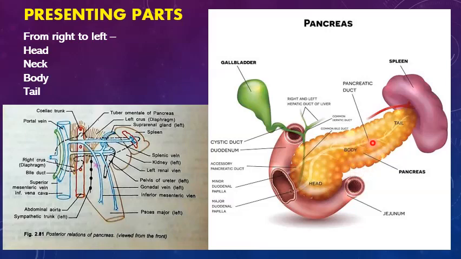Then junction between body and the tail, again anteriorly we cannot distinguish, but posteriorly separated by peritoneal and non-peritoneal areas, because the tail portion lies in the lienorenal ligament, so that is the peritoneal area, whereas the body posteriorly is not covered by peritoneum, so that is a non-peritoneal area. In between these two, the junction, posteriorly we'll see the junction between body and tail. So these are the presenting parts.